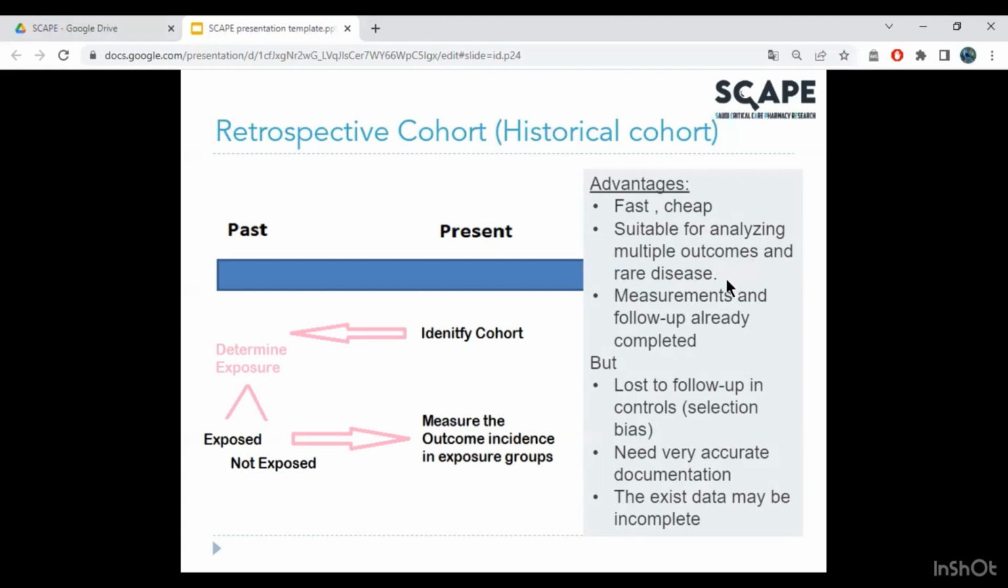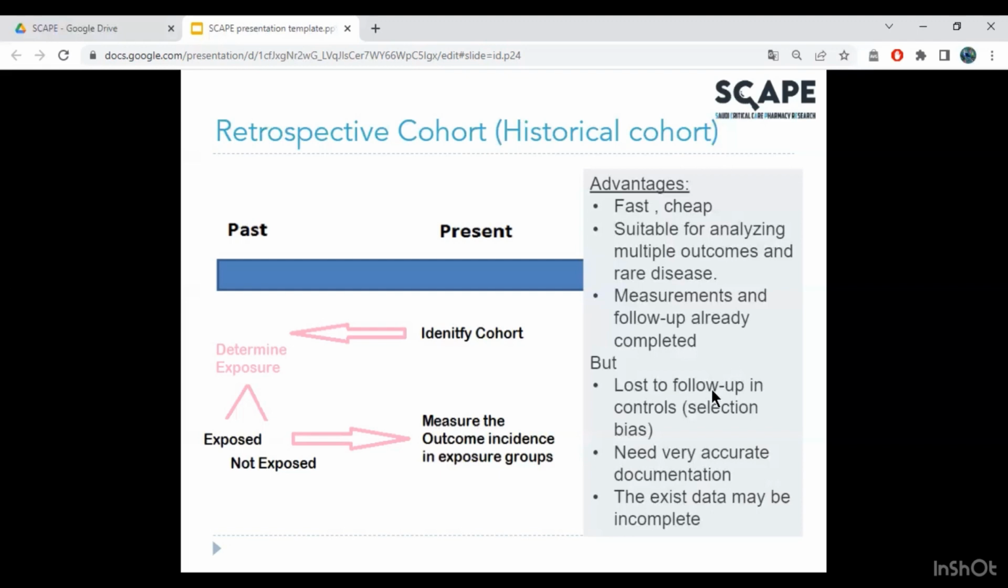Also, that is because of the database. And here, measurements and follow-up are already completed for you. So this is a big part of a cohort study that has been done for you as a researcher, if you are lucky enough to have all the data completed.